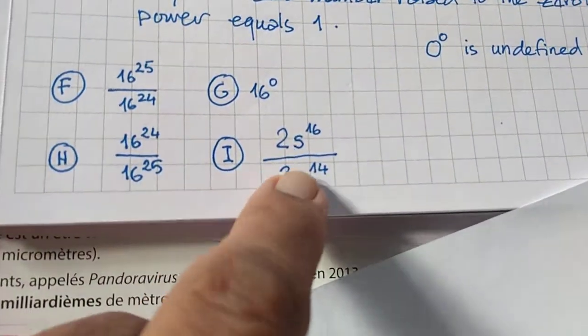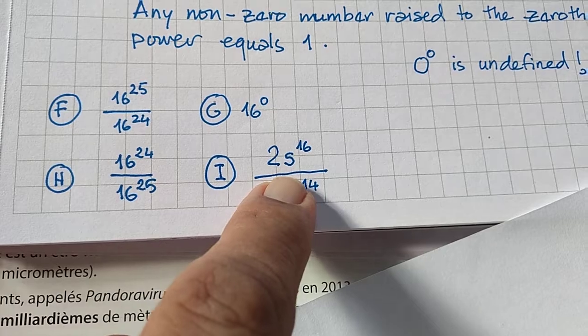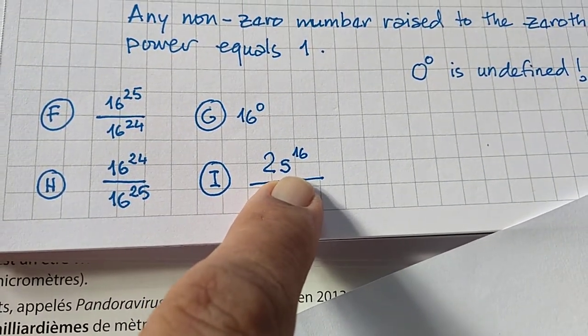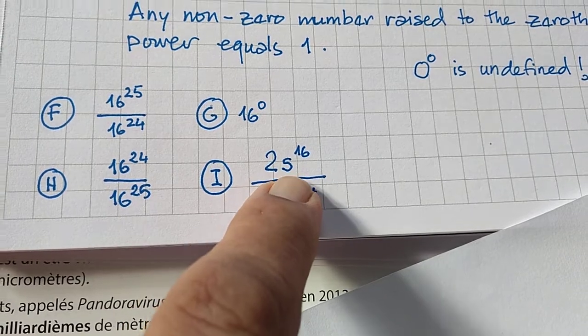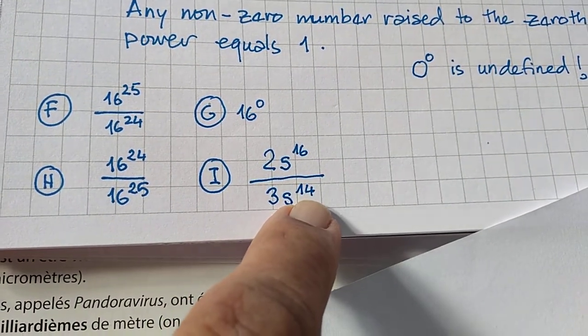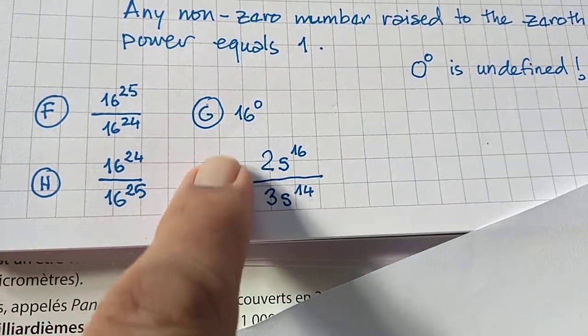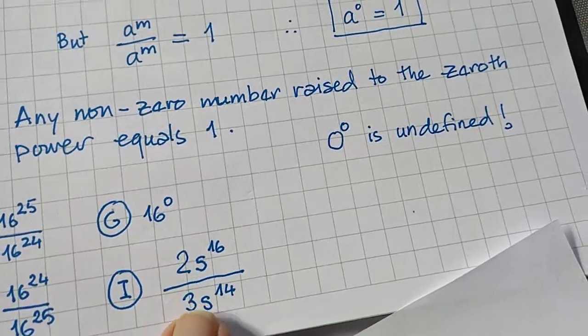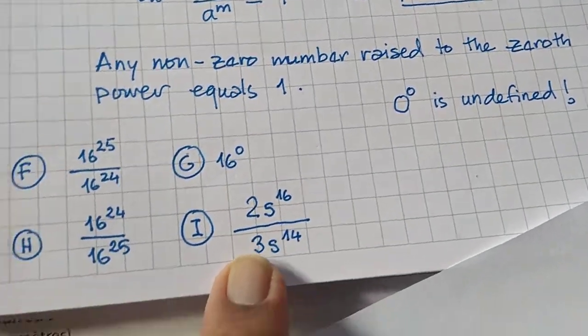These are all applications of this rule. And here, slightly more complicated. Here you have to think about the coefficients also. 2 into s to the power 16 divided by 3 into s to the power 14 is equal to how much? This also you have to simplify. You don't really have to calculate it. You can't calculate it because you don't know the value of s here.